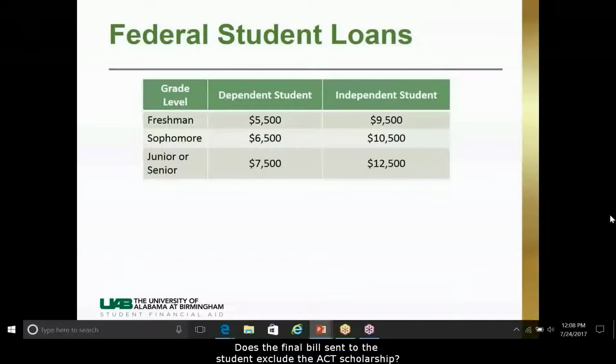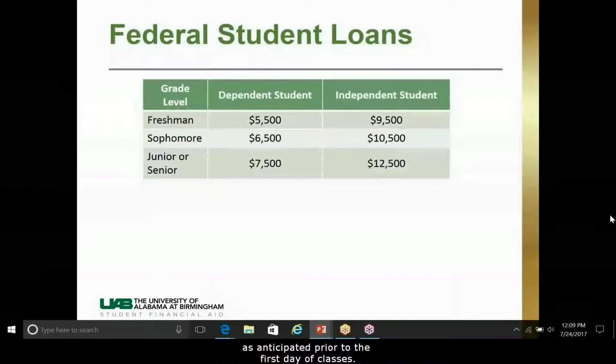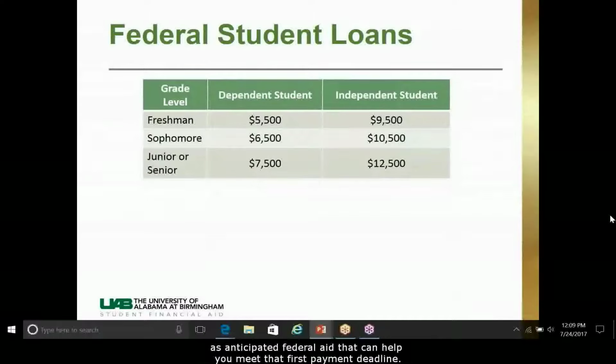Does the final bill sent to the student exclude the ACT scholarship? Bills are actually not sent to the student. They're reflected online through BlazerNet. And if they're looking online, they should see the ACT GPA-based scholarship posted as anticipated prior to the first day of classes. So you will see your total charges, but then you'll see anticipated scholarships as well as anticipated federal aid that can help you meet that first payment deadline.